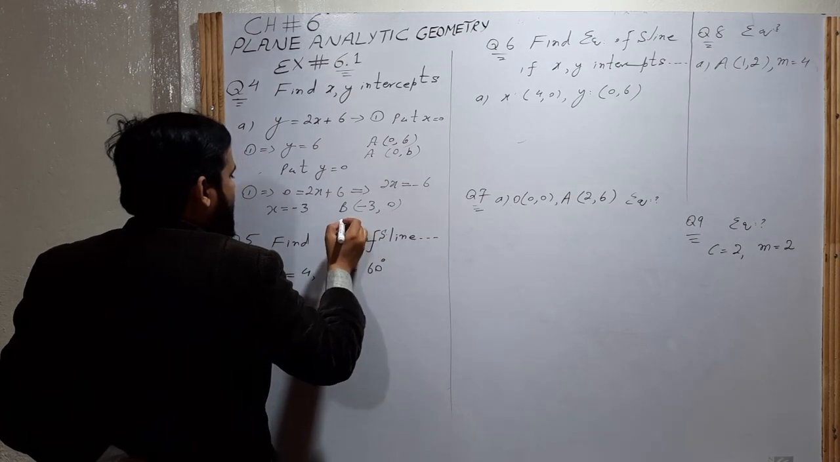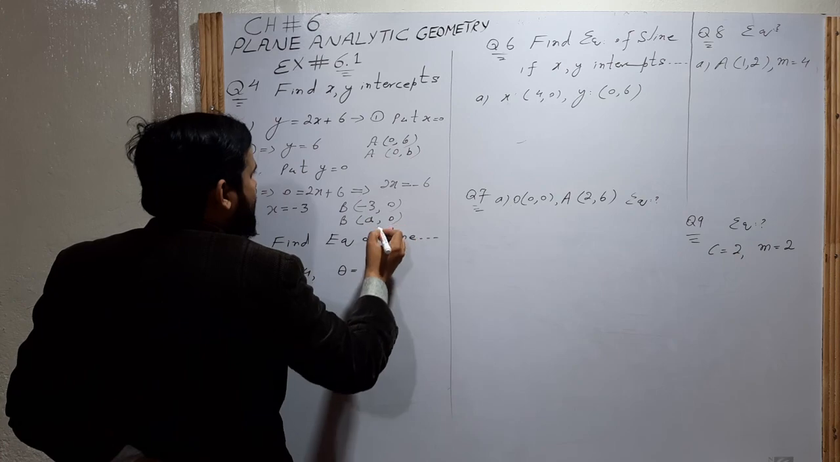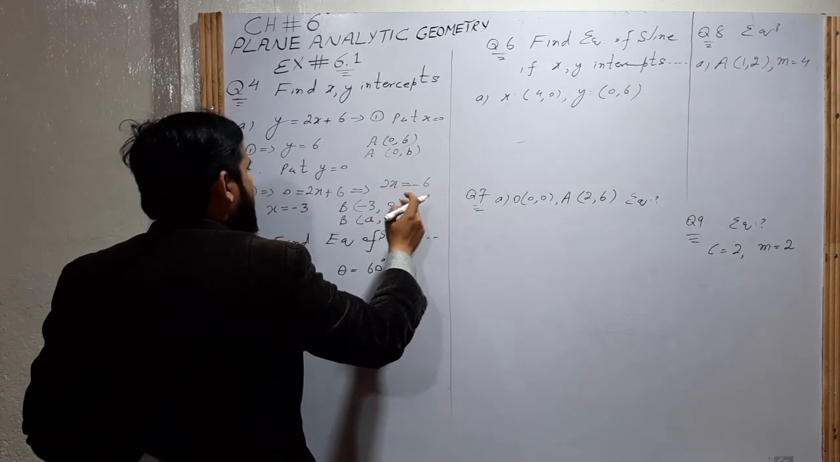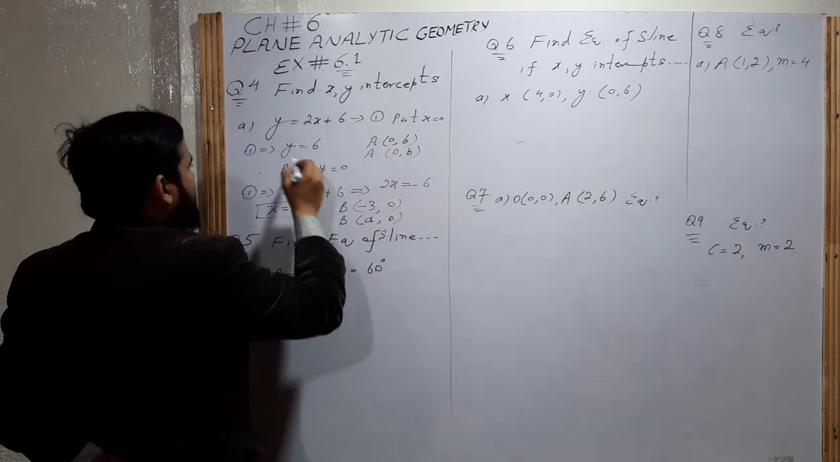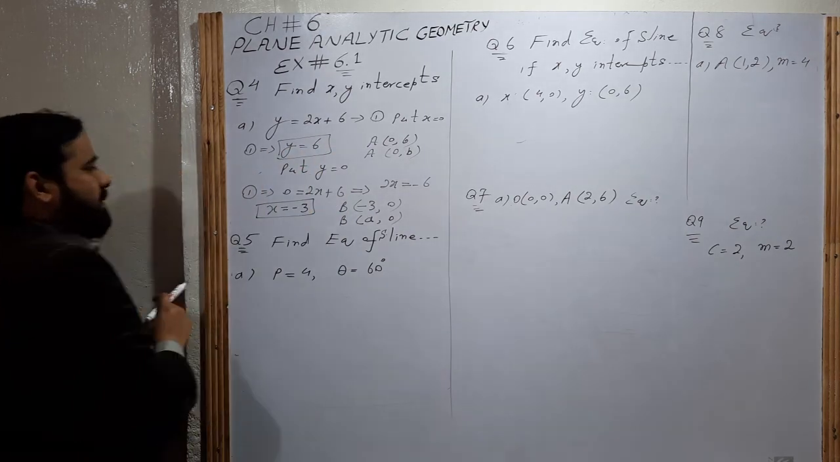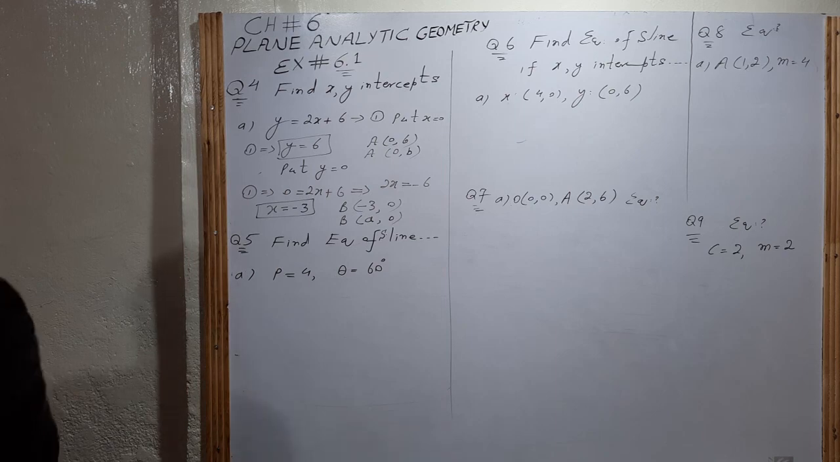In generalized form, we simply say this is (a, 0). So this is the x intercept and this is the y intercept. Simply, putting x equal to 0 we have the y intercept, and putting y equal to 0 we have the x intercept.